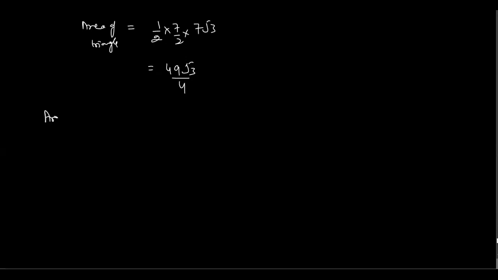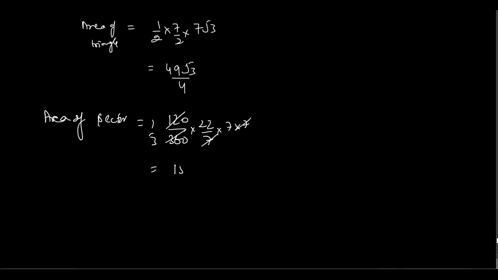Now you need to find out the area of sector. So area of sector is 120 divided by 360 into pi r square. Pi is actually 22 by 7 and r is 7 into 7. So you can cut it and you will get 1 upon 3. So you will get 154 upon 3. So you are going to have 154 divided by 3 minus 49 root 3 by 4. So you can write it this way.